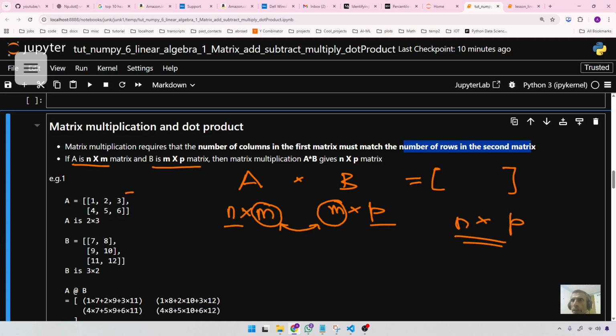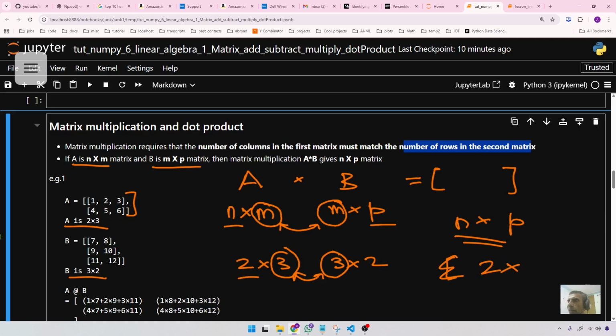Let's look at an example right here. In this example, my A is 2 by 3. What is the shape of my B? It's 3 by 2. In this case, this 3 is exactly the same as this 3. As long as they are the same, you can perform matrix multiplication. The shape of your final matrix is going to be this 2 by this 2, so 2 by 2.